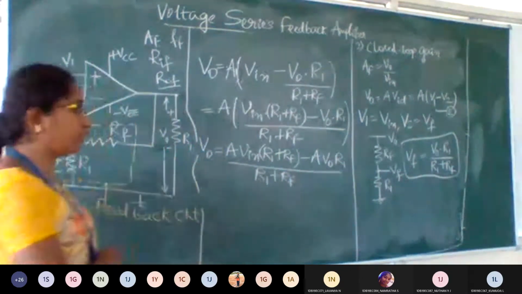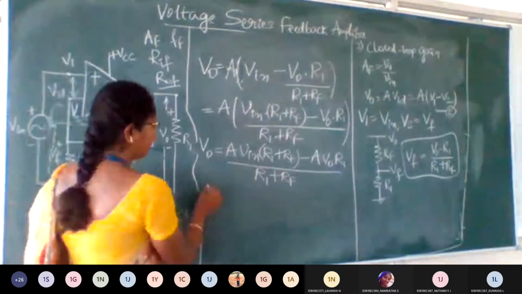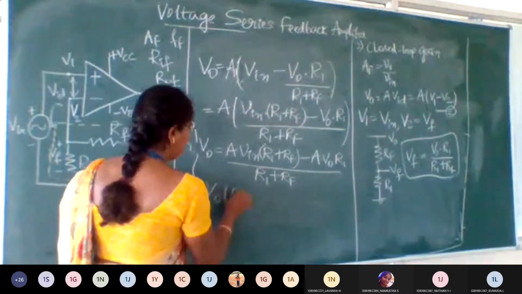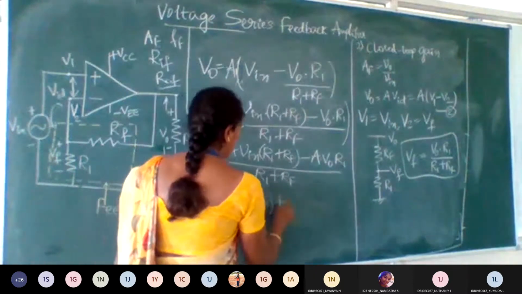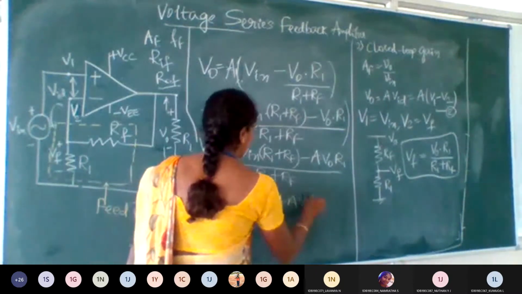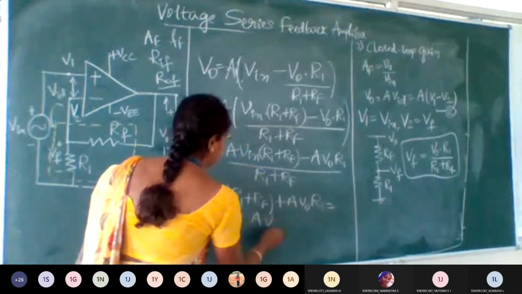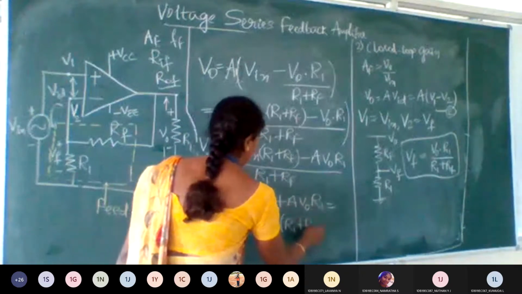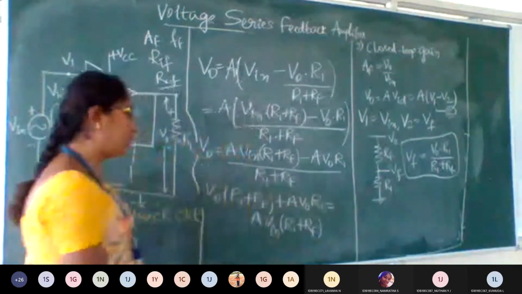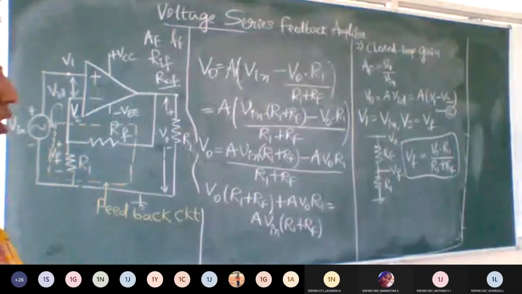So just tell me what is V0? V0 into R1 plus Rf plus A V0 R1 equals A Vin into R1 plus Rf. So now tell me what is V0 from this. Take the common factors and tell me what is V0.